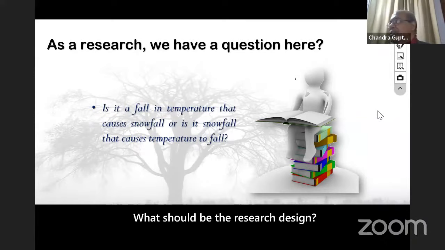Meenakshi Kumawat, I believe you must be from hilly areas. Can you tell me, is it a fall in temperature that causes snowfall, or is it snowfall that causes temperature to fall? Meenakshi, are you able to hear me? What do you think? Does snowfall happen when the temperature falls, or does the temperature fall after snowfall? I think you can unmute yourself if you wish. Snowfall causes temperature to fall.